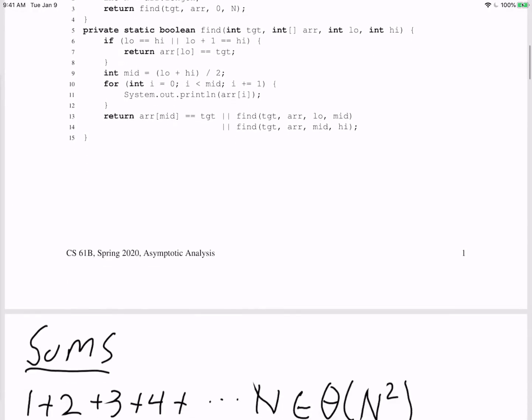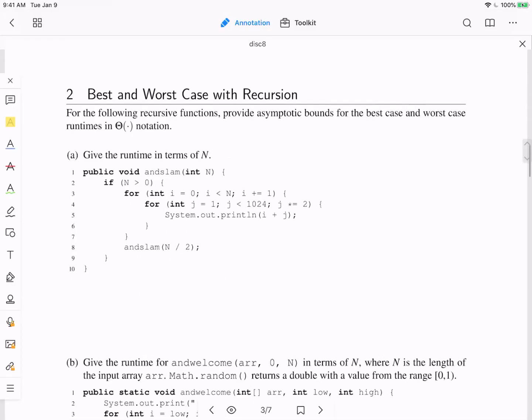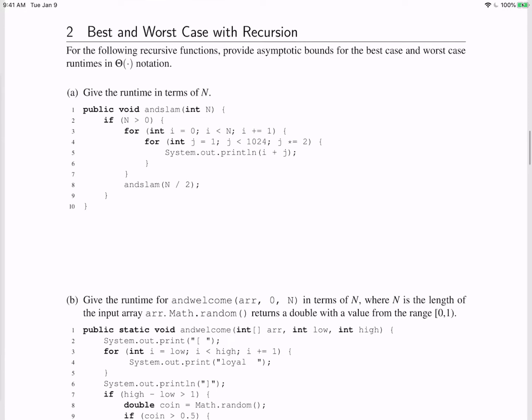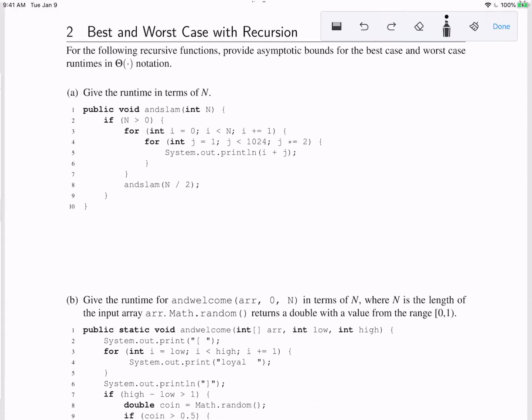I'll skip the extra for now, and maybe if we have time, we can afterwards talk about it. Okay, let's look at a recursive function. With recursive functions, you should basically always write out what's called the recursive tree. I'll show you what that means in a second, and also note we're doing best and worst case here.